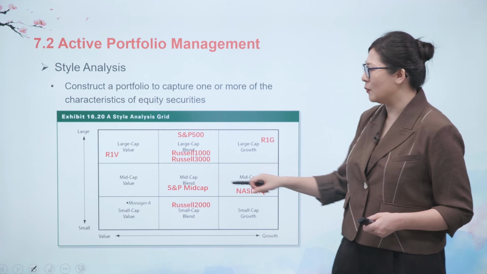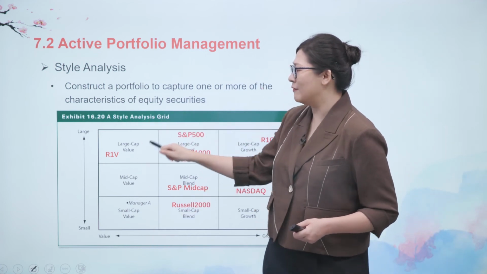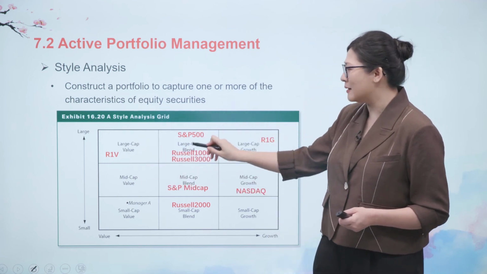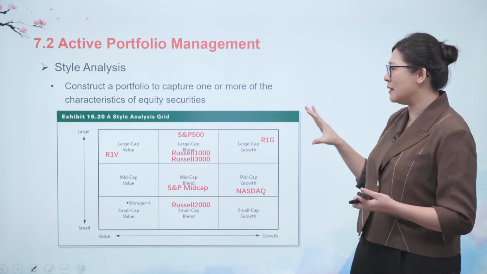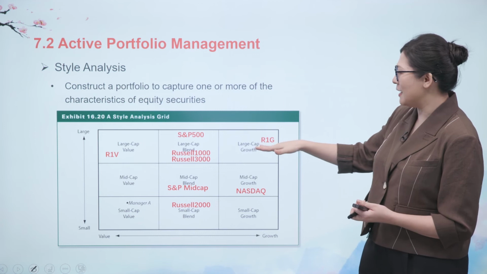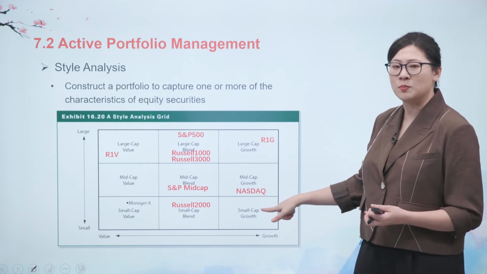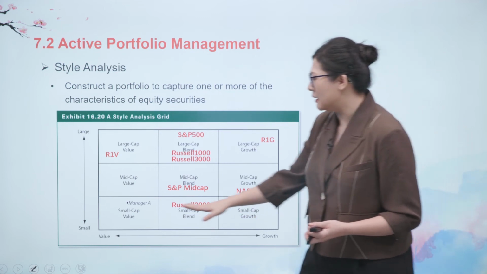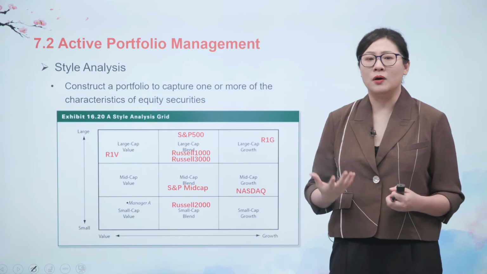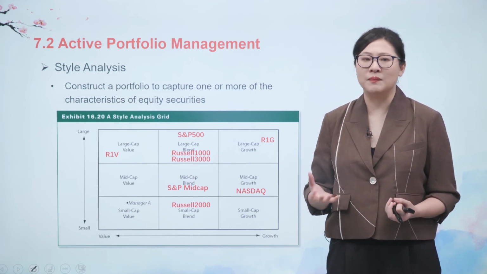So let's have a look. We have the large cap, and this one is the value stock. We also have the large cap blend, where blend is between value and growth stock. And this part is large cap growth. Opposite that, it is small cap growth and small cap value. Then I will summarize some indices and put them in this grid.